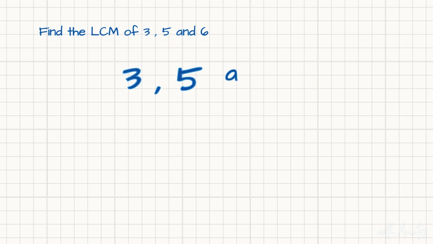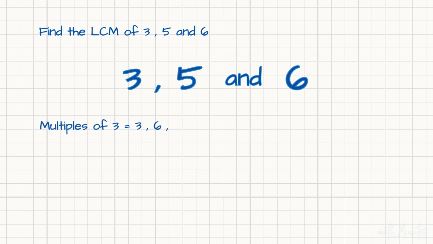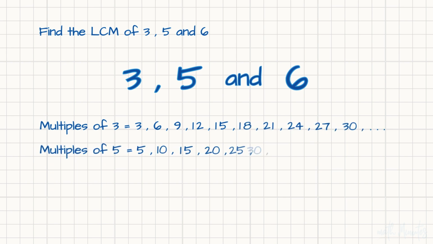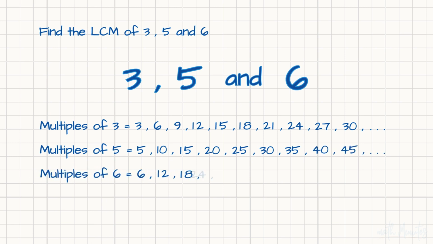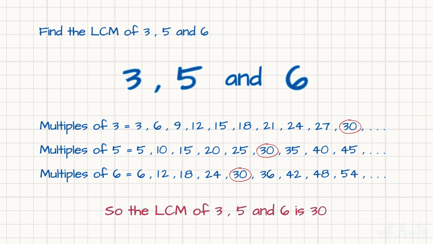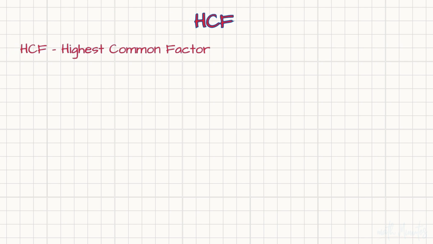Let's say we have the numbers 3, 5 and 6. We list their multiples, 3, 6, 9, 12, 15 and so on for 3, 5, 10, 15, 20 and so on for 5, and 6, 12, 18, 24 and so on for 6. The smallest number that appears in all three lists is 30, which is the lowest common multiple of 3, 5 and 6. Now that we've covered the LCM, let's move on to the HCF, which stands for highest common factor.